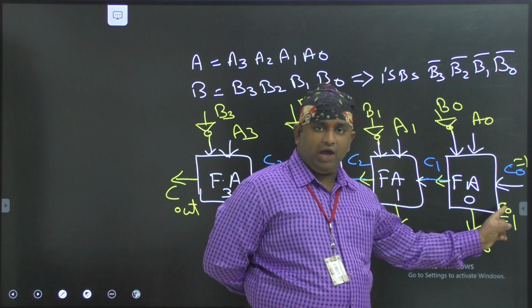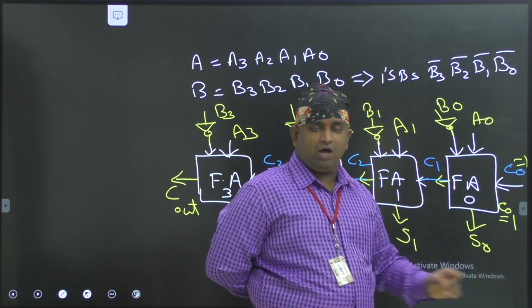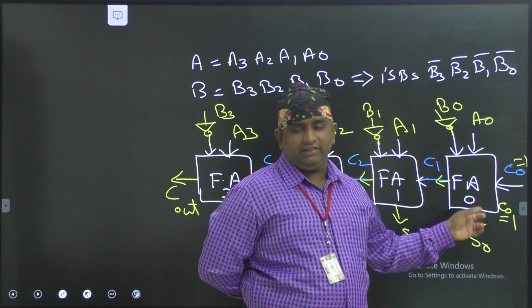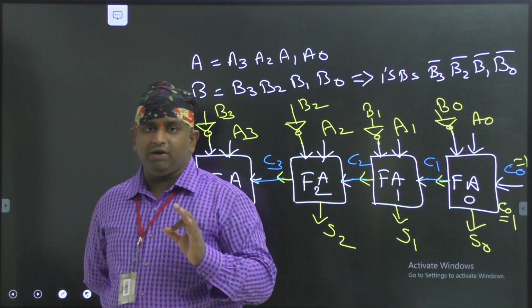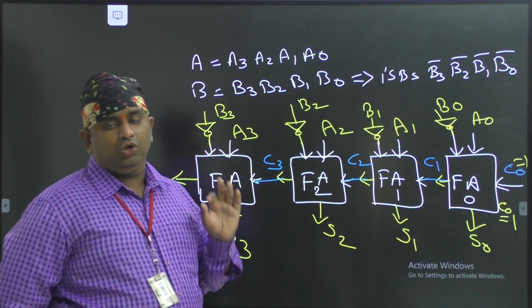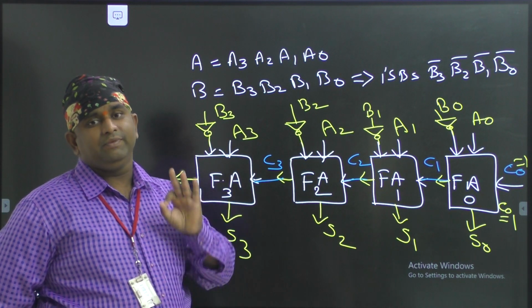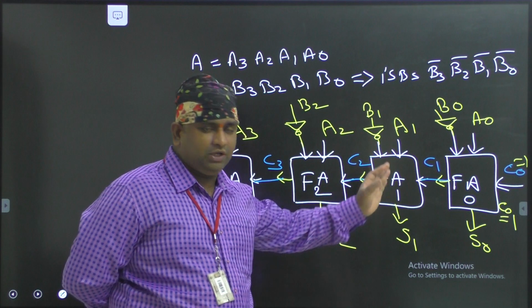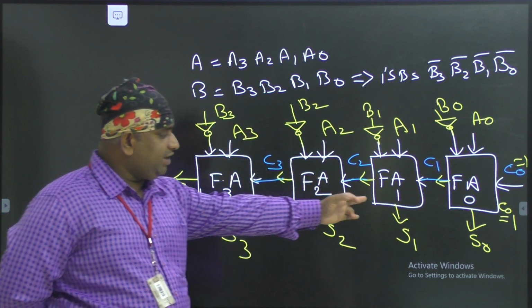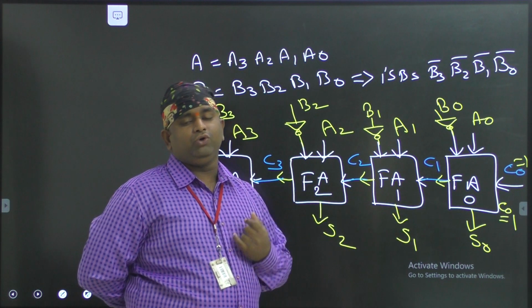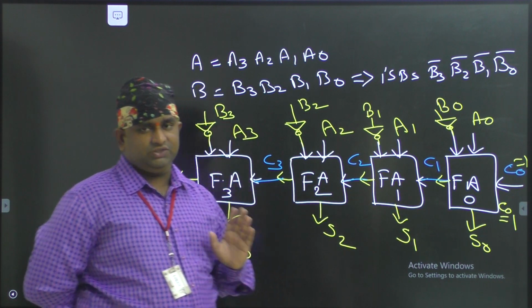In a full adder, the value of C0 is always equal to 0, but in this subtractor, C0 is equal to 1. So remember one thing, wherever you go: when C0 is equal to 1, you are doing the subtraction operation. When C0 is equal to 0, you are doing the addition operation. It is very, very important.